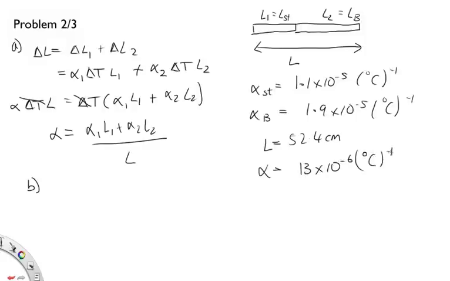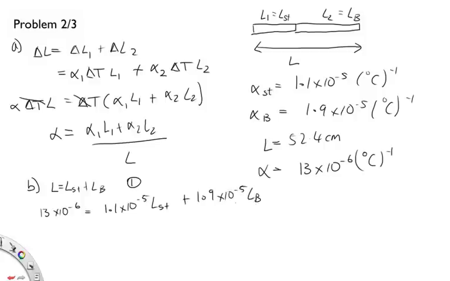Okay, let's write down a couple of equations to describe this. We've got L is equal to L steel plus L brass. That's equation 1. That's obvious from this diagram. Equation 2, we'll just substitute everything in here. And so we've got 13 times 10 to the minus 6 is equal to alpha of steel, which is 1.1 times 10 to the minus 5, length of steel, plus 1.9 times 10 to the minus 5 times the length of brass, over the total length, which is the 52.4.